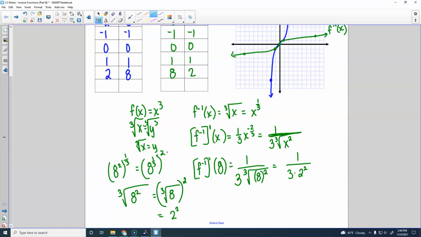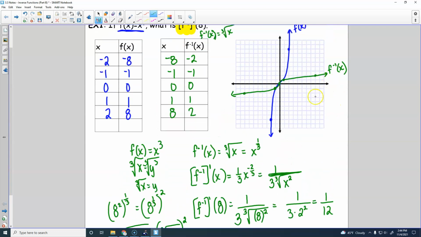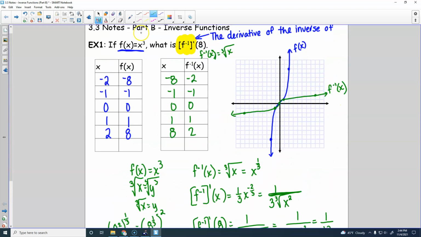Yeah. So 2 squared is 4, so you get 1/12. So the slope of our tangent line here at 8 is 1/12, so that would look something like this. Let me draw in that tangent line for us. It would be something about like that. So not a very steep tangent line there.